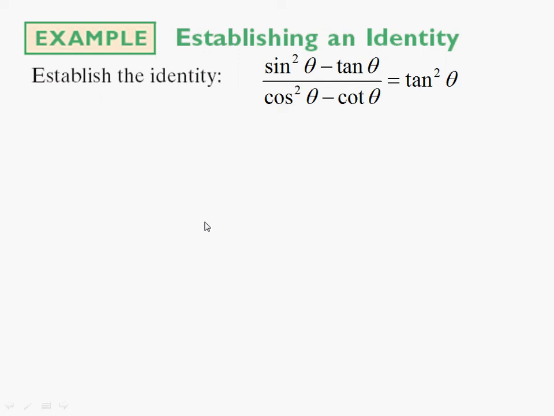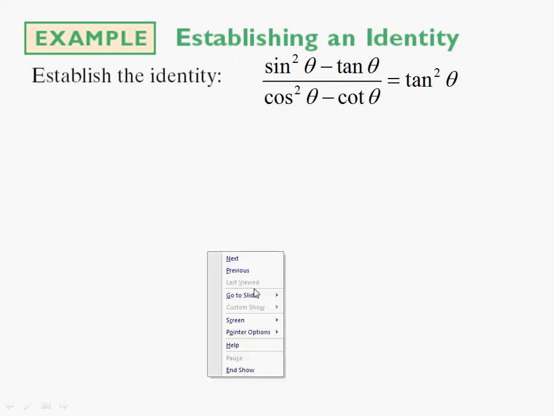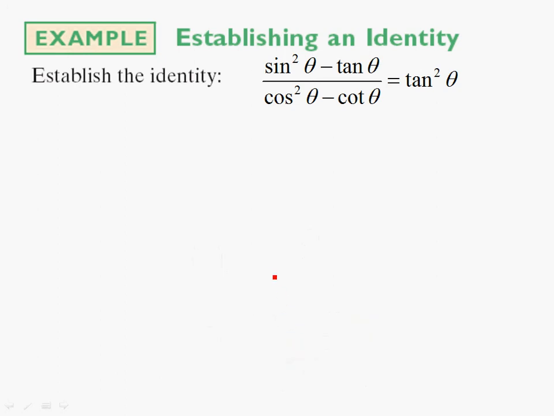Slightly more complicated one. I just mentioned in the bell work that a lot of times when you have a tangent or a cotangent, things like that, one thing that you can do with them is write them in terms of the sines and the cosines. So the top one, you can do this. So in the bottom one, you can do this.